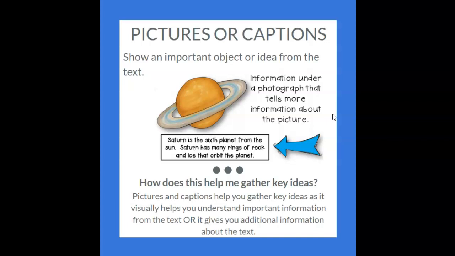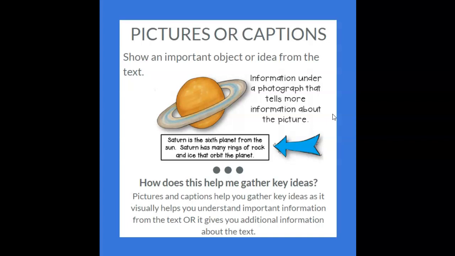Okay, so there's a picture of Saturn. A little bit more information in the caption is that Saturn is the sixth planet from the Sun. Saturn has many rings of rock and ice that orbit the planet. That extra information there is just adding on. It's giving you more than what the text would say. And the photograph or the picture really helps you visualize what the information in the text is saying.